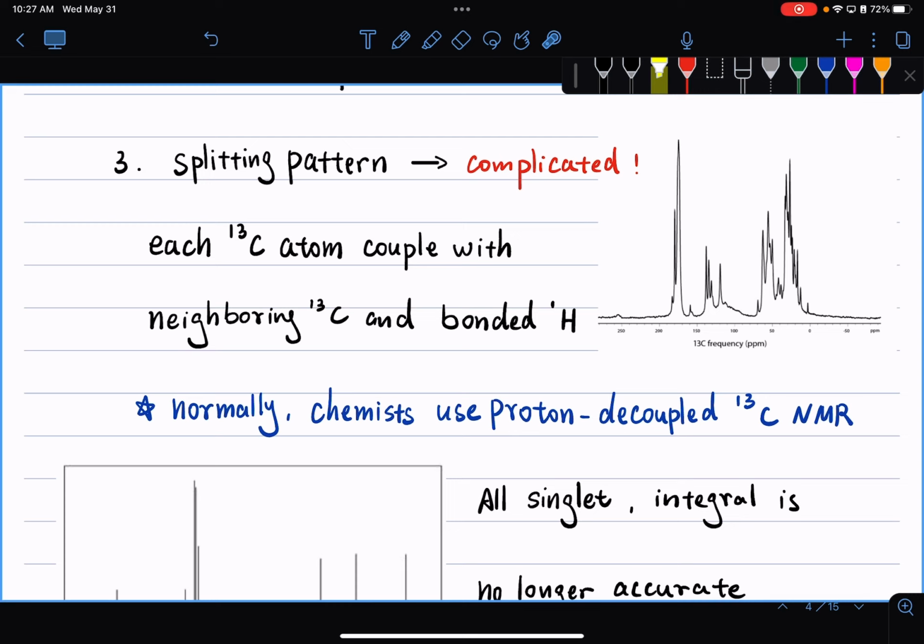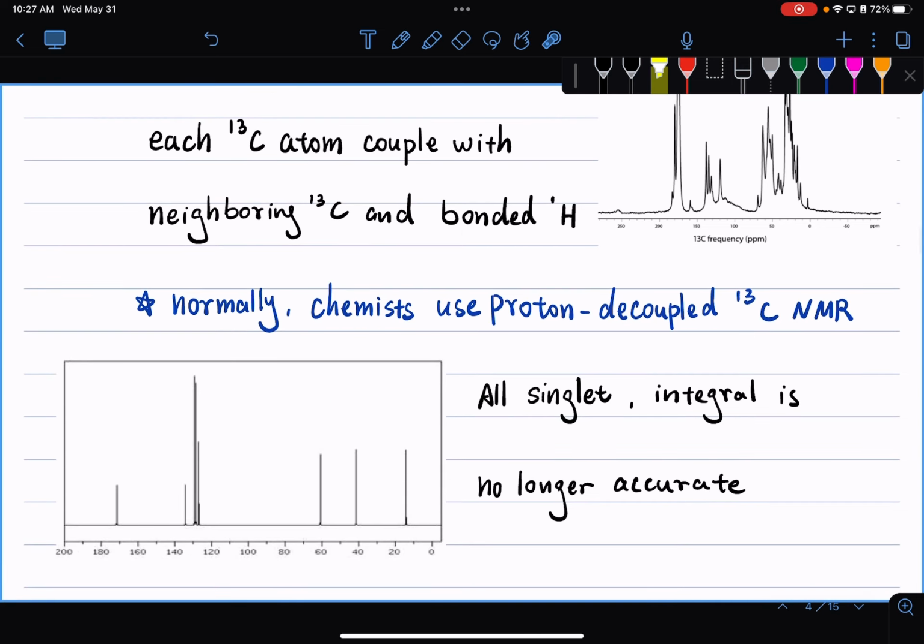Normally, in carbon-13 NMR, we use the proton decoupled carbon-13 NMR. What does that mean? It means there is no splitting pattern at all. Everything appears as a singlet. By doing that, we're removing some of the information, like integration, from those peaks. So your carbon-13 NMR in this class will always show up as singlets, and we no longer talk about integration of those singlets.